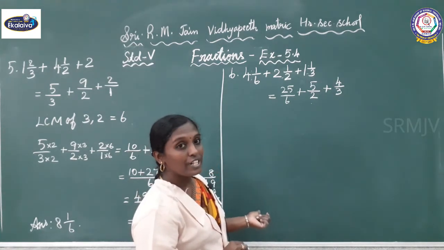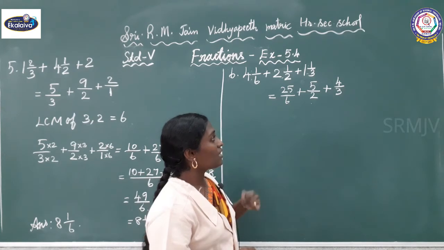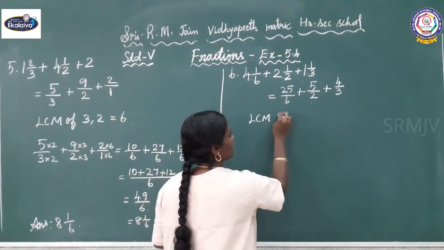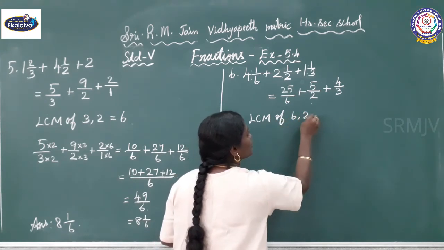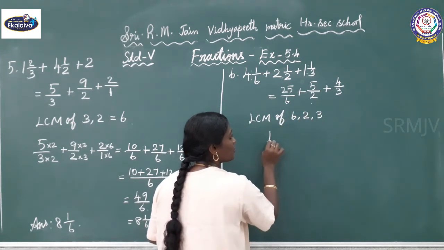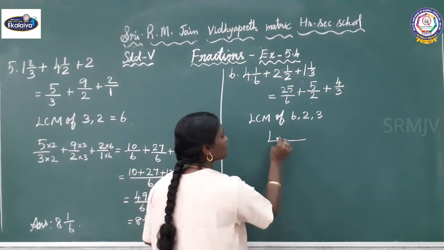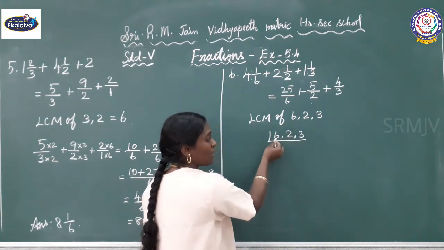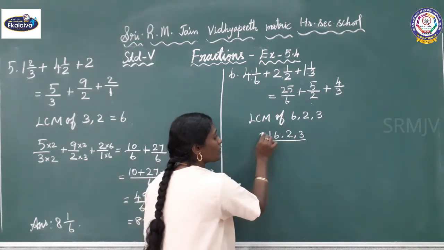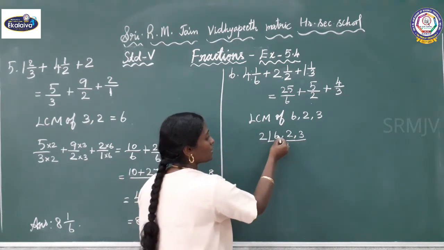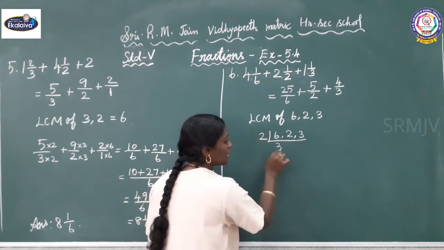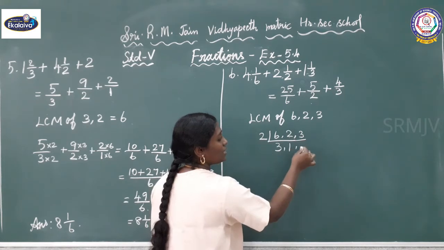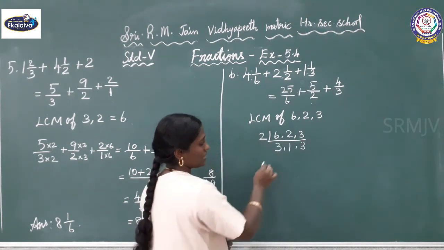So we have to convert them into like fractions by finding the LCM. So now we are going to find the LCM of the denominators. LCM of 6, 2 and 3. We have to use the L division method. 6, 2 and 3. Here 2 and 6 are divisible by 2. So first we are going to divide by 2. 6 divided by 2 is 3. 2 divided by 2 is 1. 3 is not divisible, so we keep it as it is.